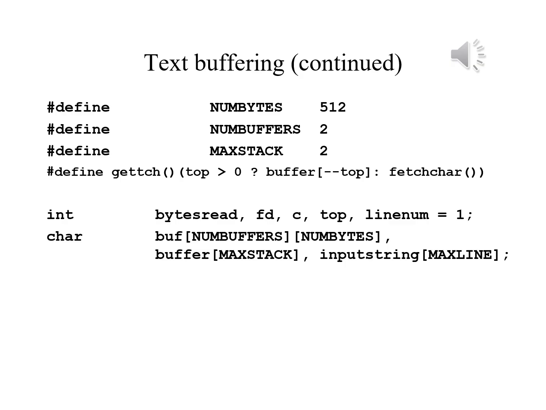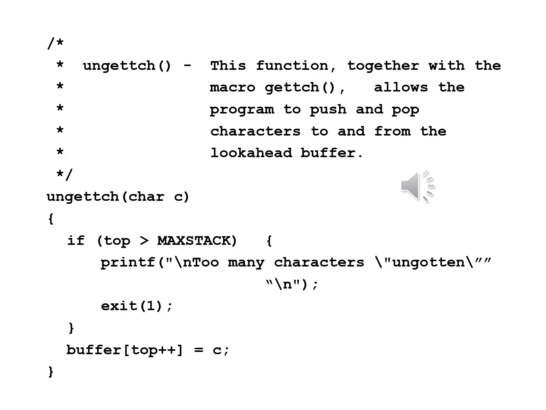We will use two buffers, so as we empty one, we are filling the other. We also have a stack of 2 characters, which is the largest number that we would look to push back into the input stream. We will be keeping track of how many bytes have already been read, the file descriptor, the input character, the position of the top of this very small stack, and the line number in the source code.